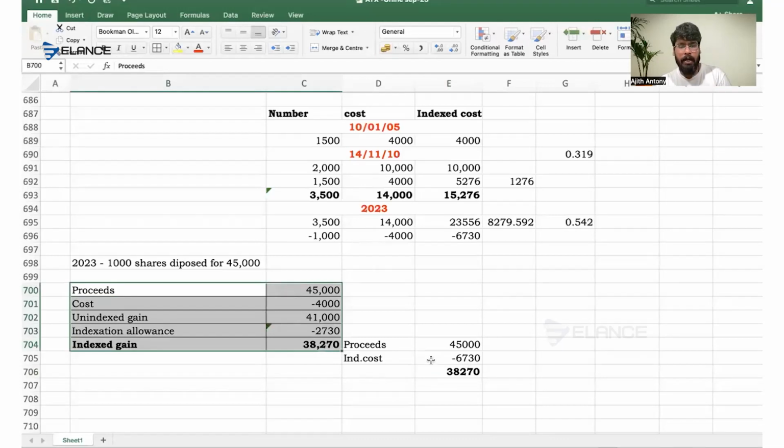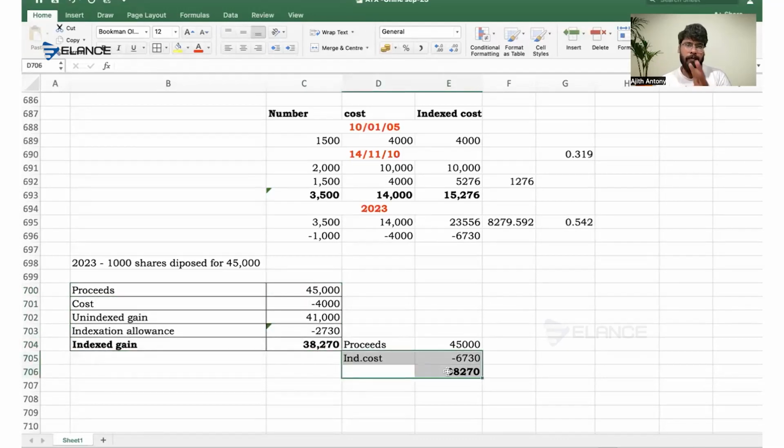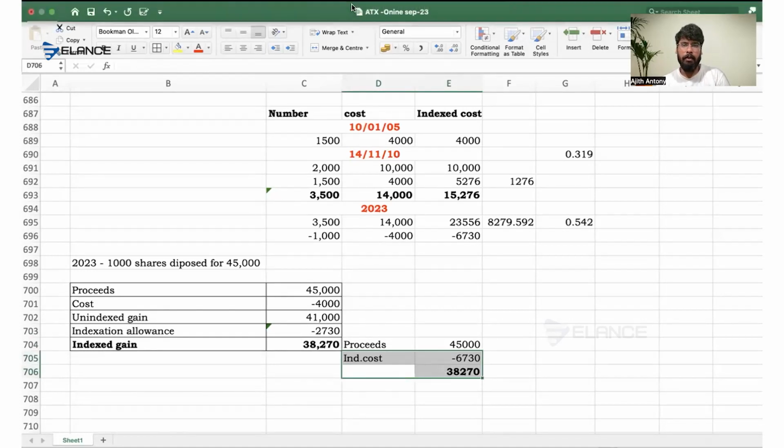ഓക്കെ, അപ്പൊ ഇങ്ങനെ കംപ്ലീറ്റ് ഒരു സ്ട്രക്ചറിൽ നമുക്ക് ചെയ്യണമെങ്കിൽ ഇങ്ങനെ ചെയ്യാം. ഡയറക്ട്ലി ഗെയിൻ മാത്രം കണ്ടുപിടിക്കണമെങ്കിൽ എന്ത് ചെയ്താൽ മതി? പ്രൊസീഡ്സിൽ നിന്ന് നേരെ ഇൻഡെക്സ്ഡ് കോസ്റ്റ് കുറച്ചാൽ മതി. ആ ഫൈനൽ ഇൻഡെക്സ്ഡ് ഗെയിൻ നമുക്ക് ഫൈൻഡ് ഔട്ട് ചെയ്യാൻ പറ്റും.